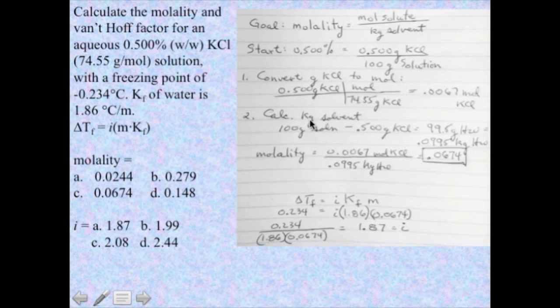Now calculate kilograms of solvent by taking our denominator in percentage, which is 100 grams of solution, and subtracting from it 0.5 grams of potassium chloride, which gives us 99.5 grams of water, or 0.0995 kilograms of water. So now we can calculate molality as moles of solute per kilograms of solvent. It turns out to be 0.0674. Plugging the Kf and this molality into the freezing point depression equation allows us to calculate i, and the answer comes out to be 1.87.